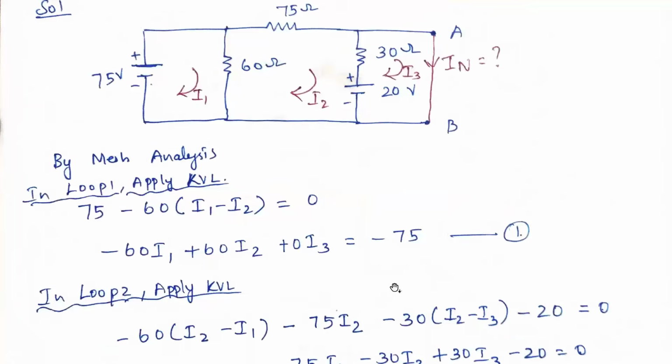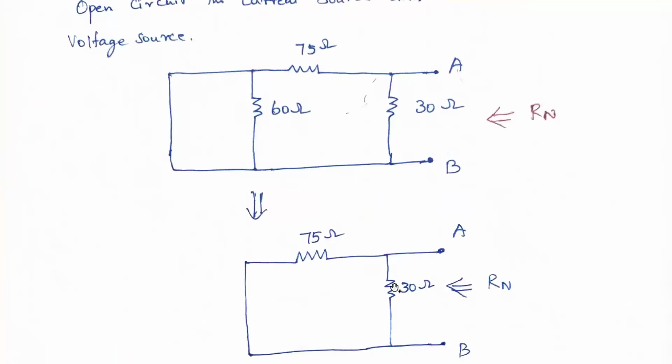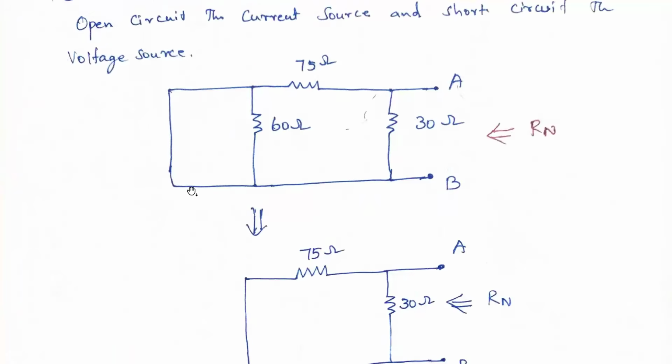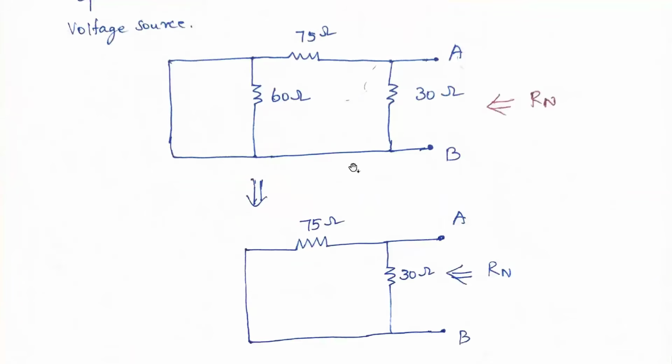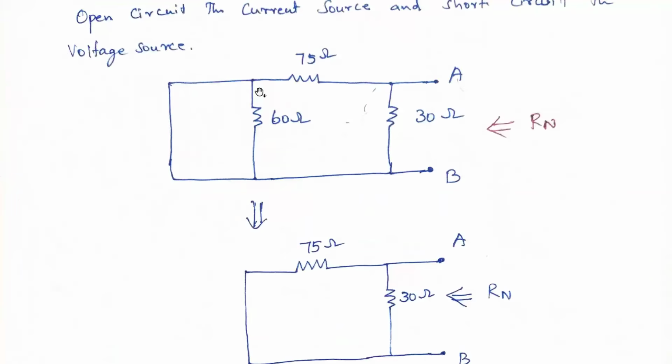Okay, so we are redrawing the circuit. We are shorting this voltage source, and here also we are shorting. Now if you short the voltage source here, the current will not flow to this 60 ohm. Current will always follow the low resistance path, so current will flow like this. So we are neglecting this 60 ohm resistance.